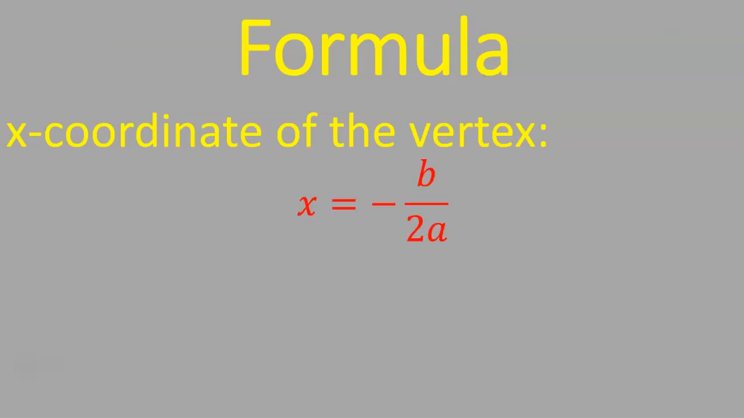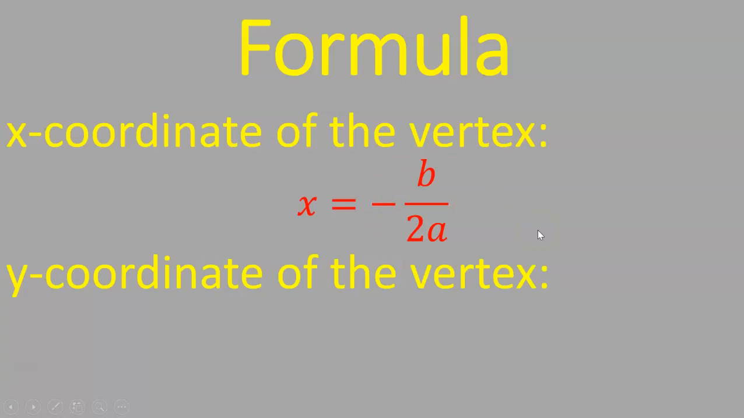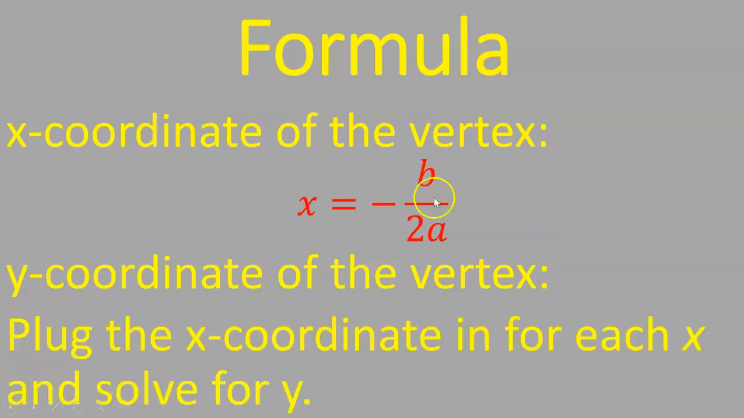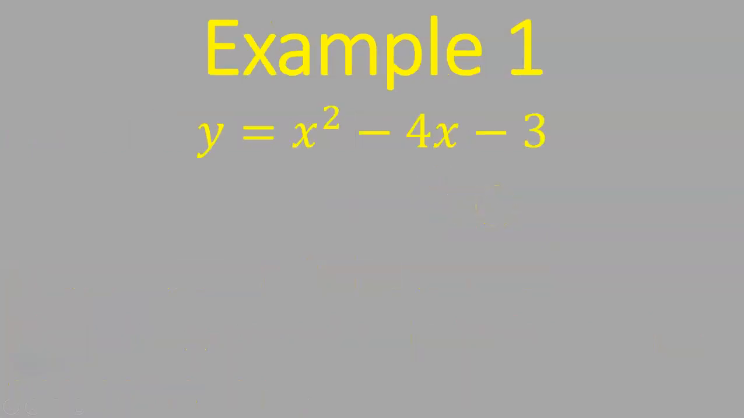The x coordinate of the vertex is negative b over 2a. Okay, so if you use that, you can find the x coordinate of the vertex. And then to find the y coordinate, you would just plug whatever you got for that into your function. Okay, let's see a couple examples.